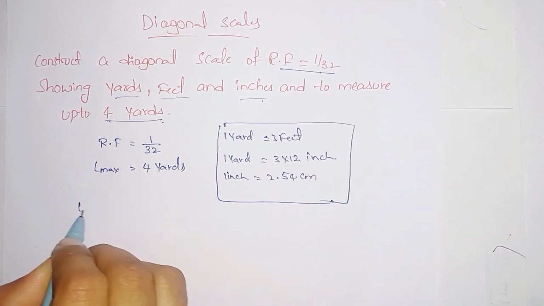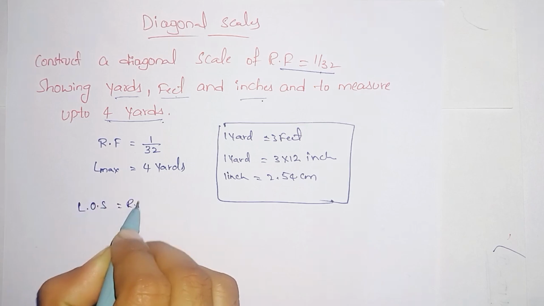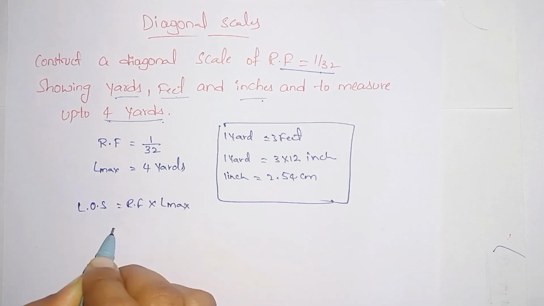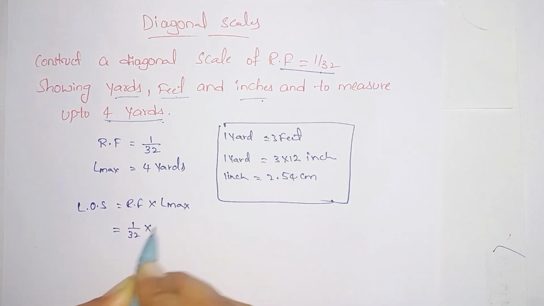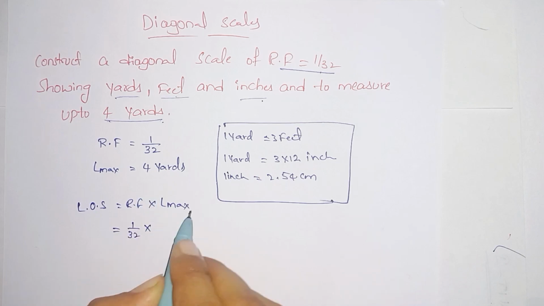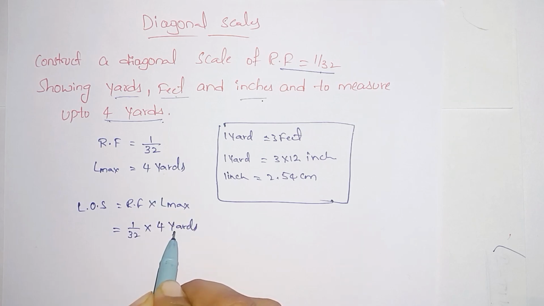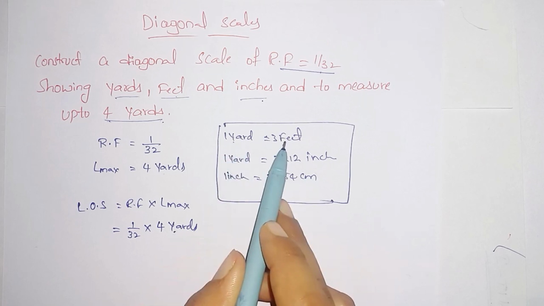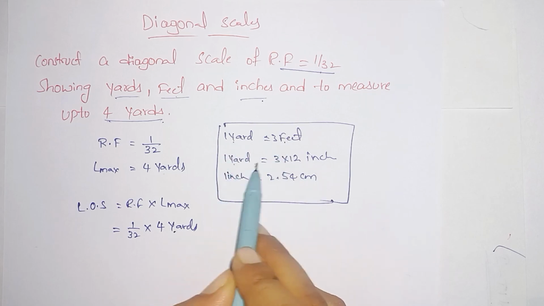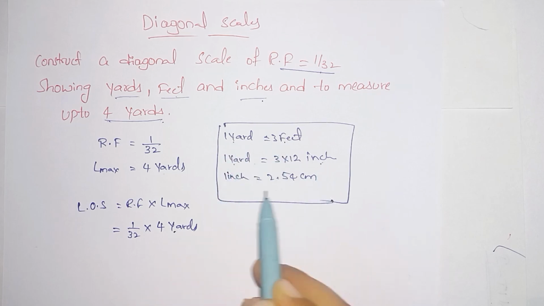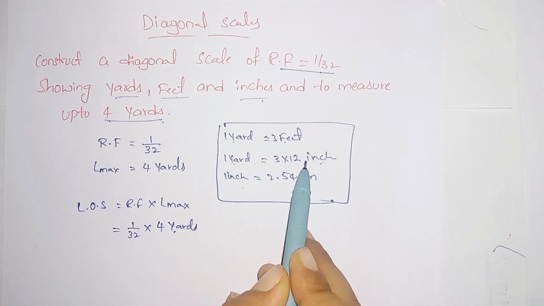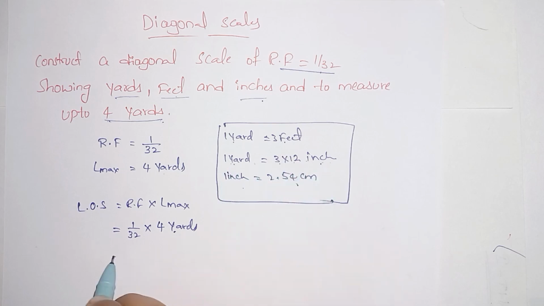Here the LOS formula is RF into L max. RF is 1 by 32 and L max is mentioned directly as 4 ads. So 4 ads, you have to convert to centimeters. First of all, 1 ad is equal to 3 feet, or else you follow inch. Then it is easy to construct in centimeters. 1 ad is equal to 3 into 12 inches. So follow 1 by 32 into 4 into 3 into 12 inch.